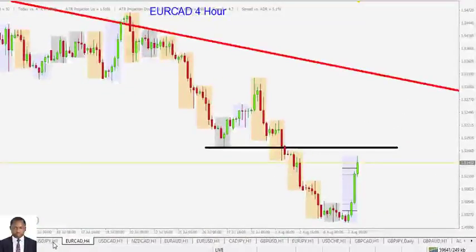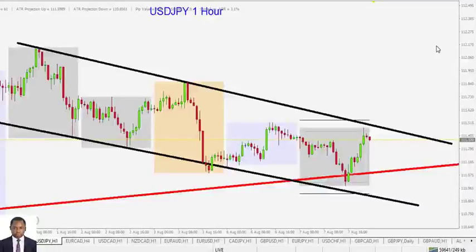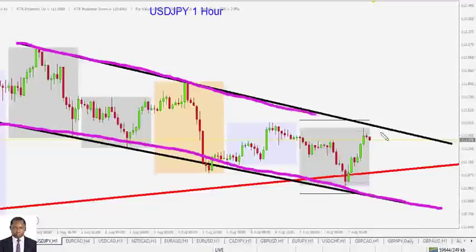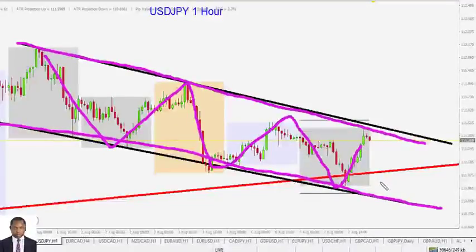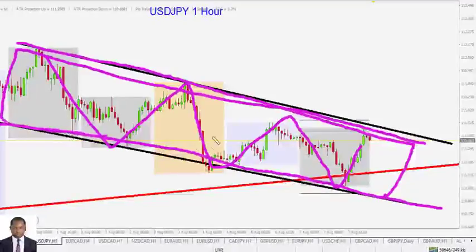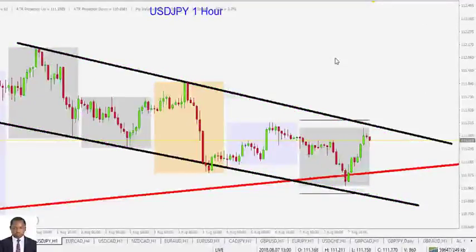All right, American dollar against the Japanese yen. This is a more confusing pair. Price is confused itself, doesn't know where to go. You can see the channel in the 1 hour time frame. It's been swinging up and down within that channel for some days now. So it is hard to trade in that zone.